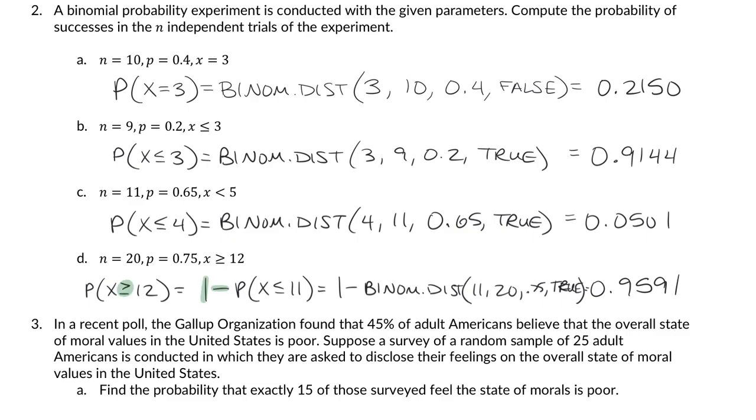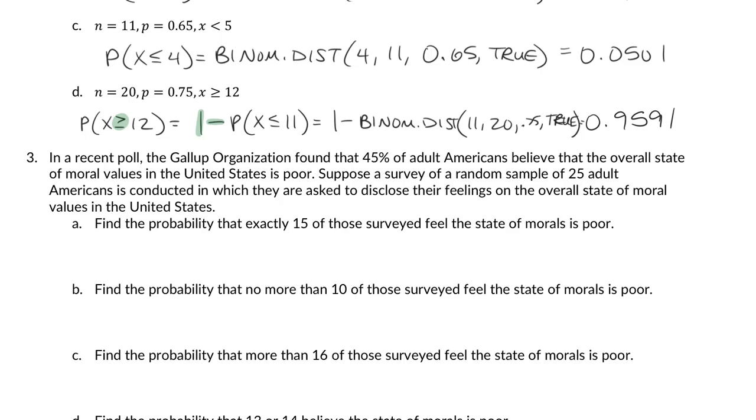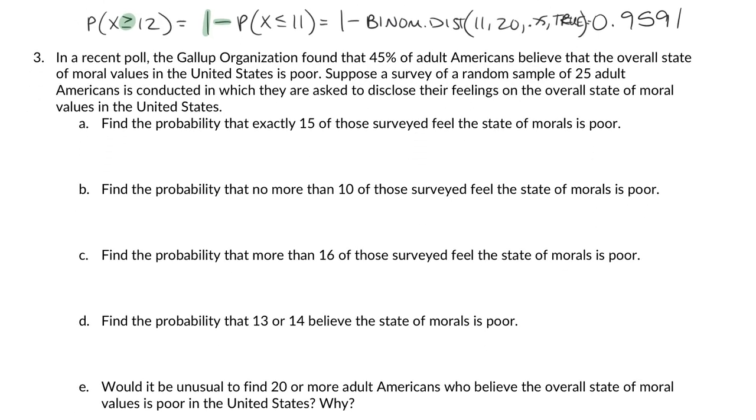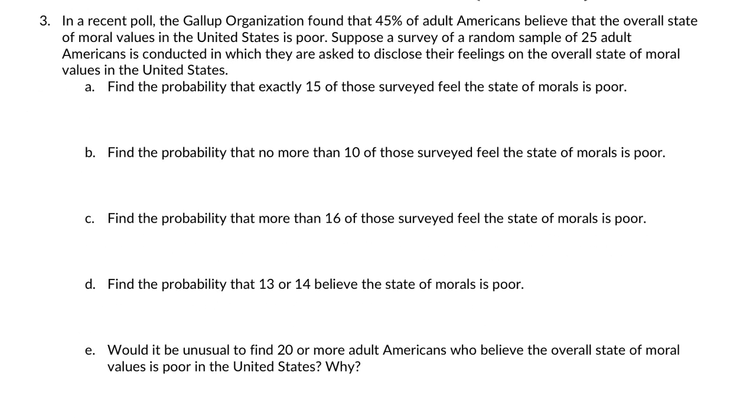Now for the last example here, example 3, we're just now going to put some context on these kinds of questions because those were just math questions, right? Now we're going to have to actually interpret some real questions. It says in a recent poll, the Gallup organization found that 45% of adult Americans believe that the overall state of moral values in the United States is poor. Suppose a survey of a random sample of 25 adult Americans is conducted in which they are asked to disclose their feelings on the overall state of moral values in the United States.